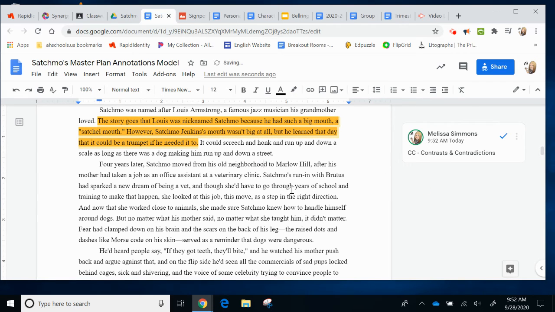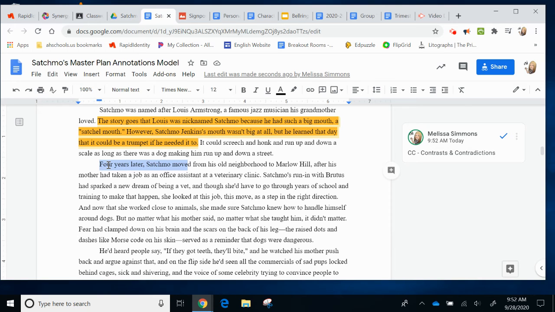All right, so that's where I'm going to end because again, now we've got 4 years later. Sachimo is 11. They've moved from his old neighborhood to a different neighborhood now, but he still has the memory of Brutus and that dog kind of story. So he's still a little scarred from that moment back when he was 7. So this is where you are going to pick up.